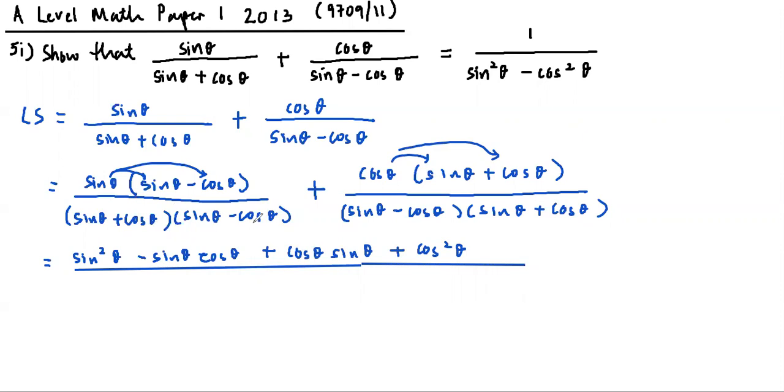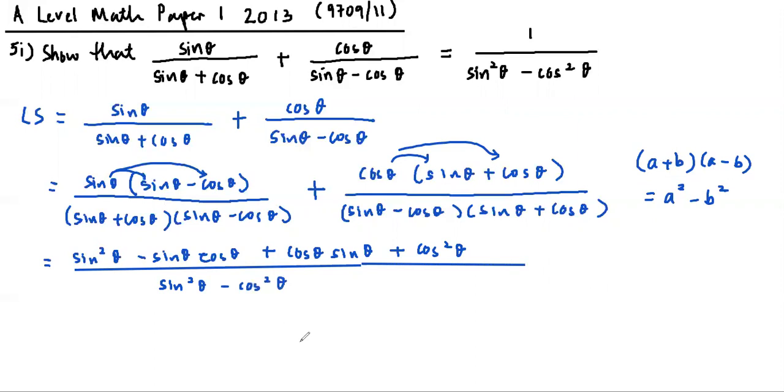This is actually the difference of squares, whereby you have a plus b and a minus b, and this is given by a squared minus b squared. That is the factored form of the difference of squares. So instead of distributing term by term, the denominator is just sine squared theta minus cosine squared theta.